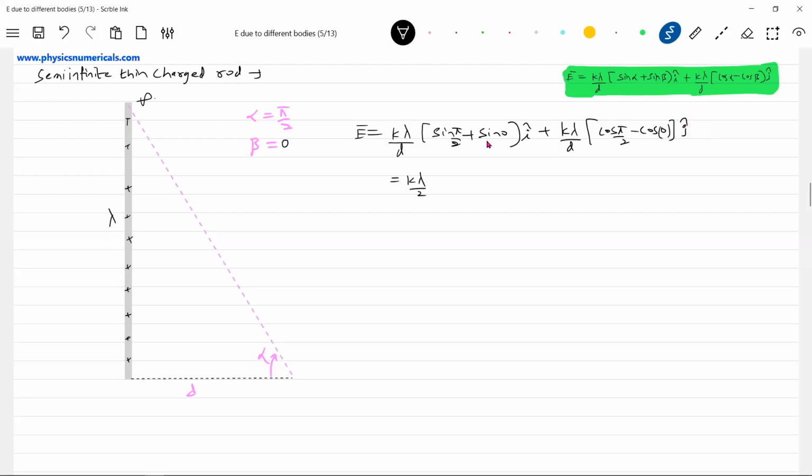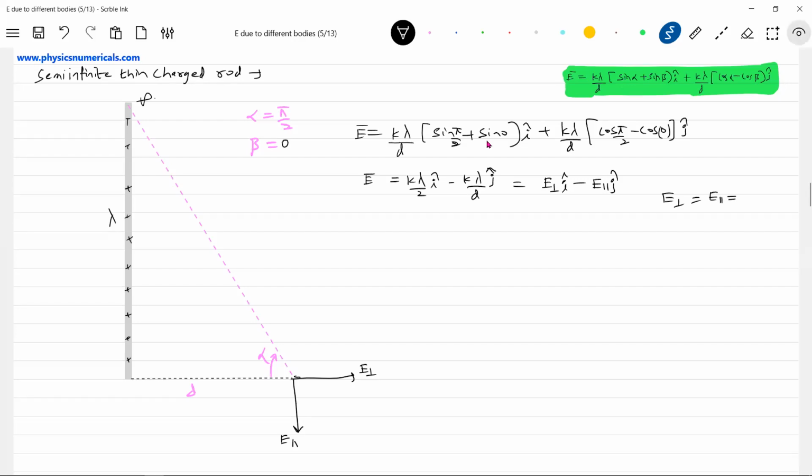So K lambda by D I cap, K lambda by D minus J cap. Readily we got the answers. So it is having two components. One is, I'll put it in a very simplified way, E perpendicular I cap, E parallel J cap, because the orientation of the rod can change. Rather than I cap, J cap, we'll call them perpendicular and parallel. So it will have one E perpendicular component, the other will be E parallel. And what about the magnitudes? Both will be the same.